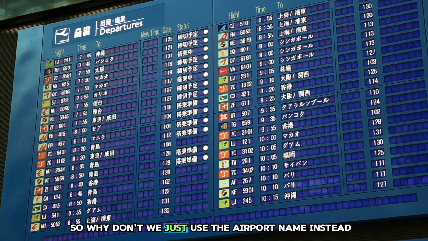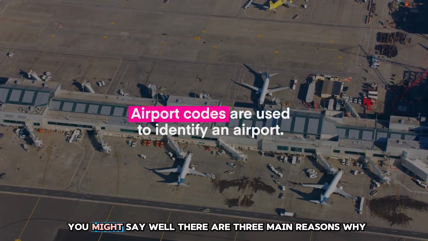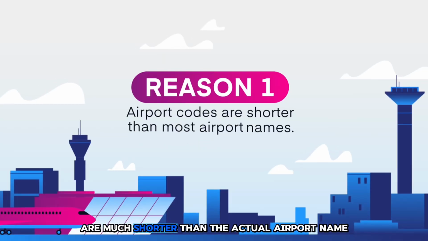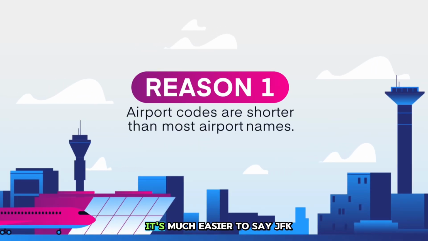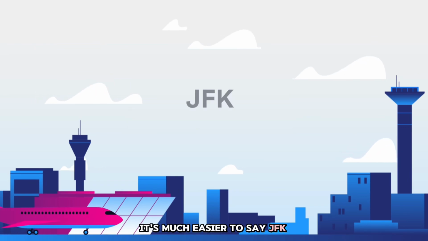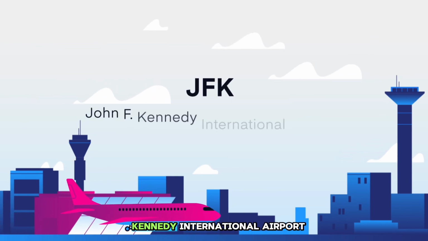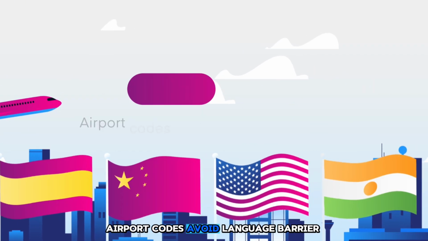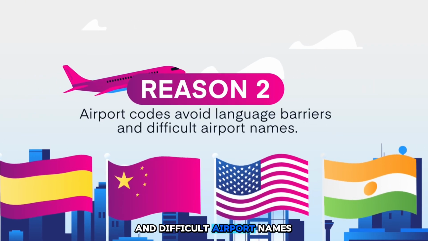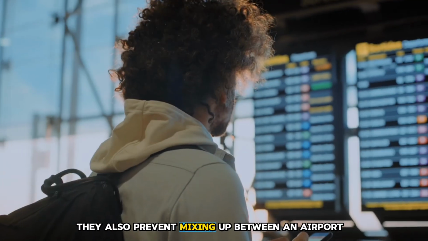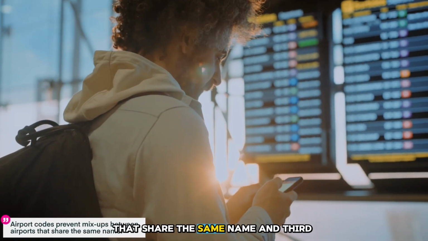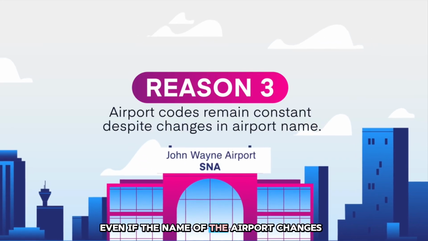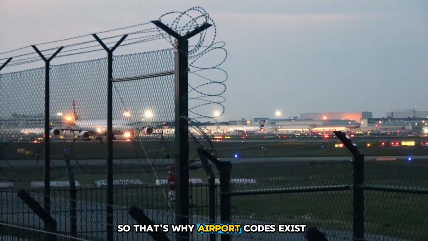So why don't we just use the airport name instead, you might say? Well, there are 3 main reasons why. First, airport codes are much shorter than the actual airport name. It's much easier to say JFK than it would be to say John F. Kennedy International Airport. That's a mouthful. Second, airport codes avoid language barriers and difficult airport names. They also prevent mixing up airports that share the same name. And third, an airport code stays the same even if the name of the airport changes. So that's why airport codes exist.